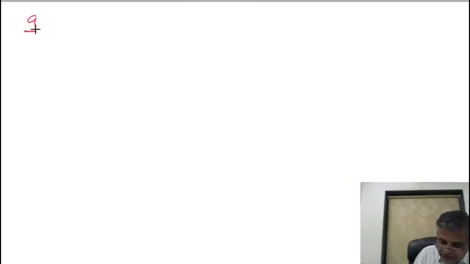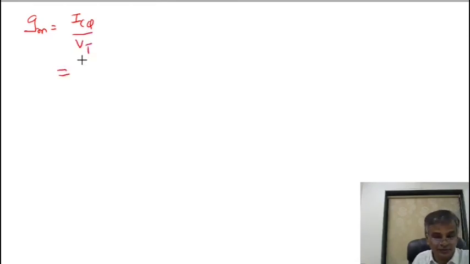GM we have written, remember, is current upon voltage. Here this voltage VT, they have not given 25, we have to take it ourselves. If VT is not given in the exam, remember VT you have to take as 25 millivolt.